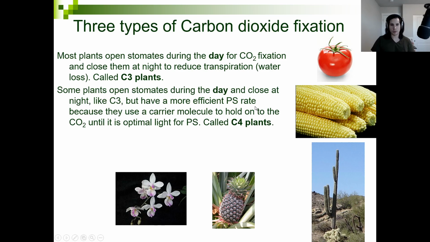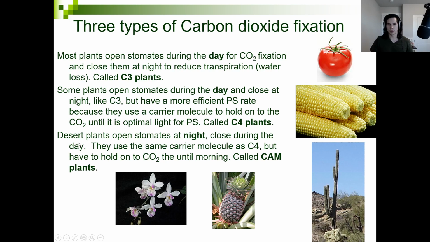Now, secondly, we have something called C4 plants. So these plants, like C3 plants, will open up their stomates during the day and close them at night, but they have a more efficient photosynthesis rate because when they have their stomates open and they're taking in CO2 and releasing oxygen, they're actually fixing that CO2. So it's not just a transient gas that moves in and out of the cell and potentially gets wasted. They trap that CO2 and they'll do their Calvin cycle during the night as well, whereas our C3 plants will not typically.